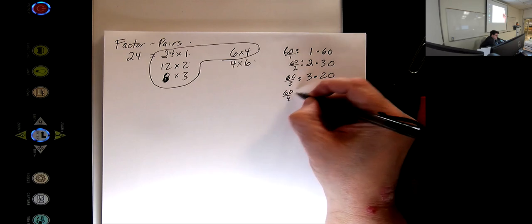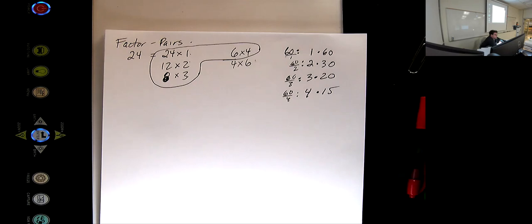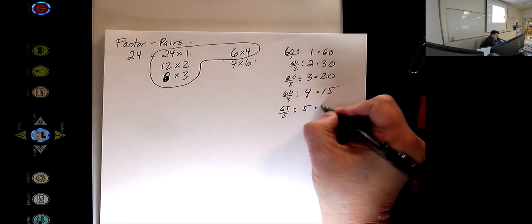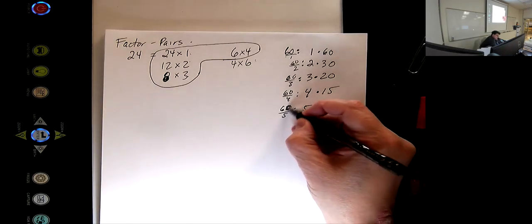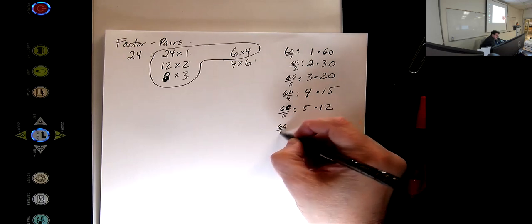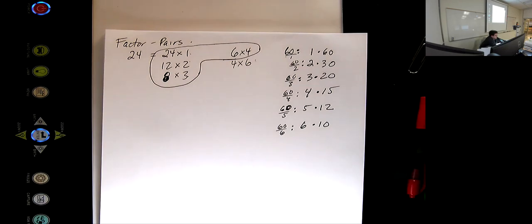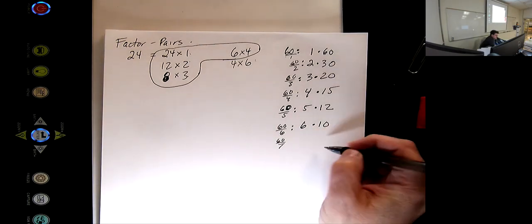60 divided by 4 is 15. So 4 times 15 is a factor pair. 60 divided by 5 is 12. So 5 times 12 is a factor pair. I said 65 there, I meant 60. 60 divided by 6 is 10, so 6 times 10. If I do 60 divided by 7, I get nothing. That doesn't work.